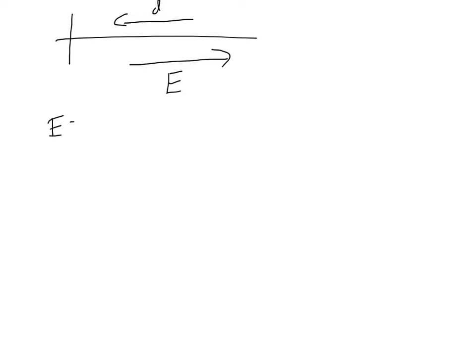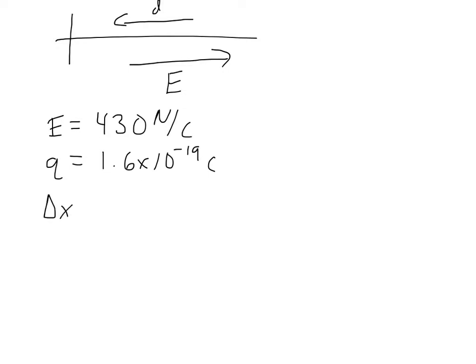We'll write down our electric field is positive since it's going in the positive x direction, so that's going to be 430 newtons per coulomb. Our charge is the charge of one proton, so that's going to be positive 1.6 times 10 to the negative 19th coulombs. And now our distance, so we're really going to find the change in position, so x for our distance is going to be equal to our final position, 1.1 meters, minus our initial position, 6.5 meters, and that's going to equal negative 5.4 meters.